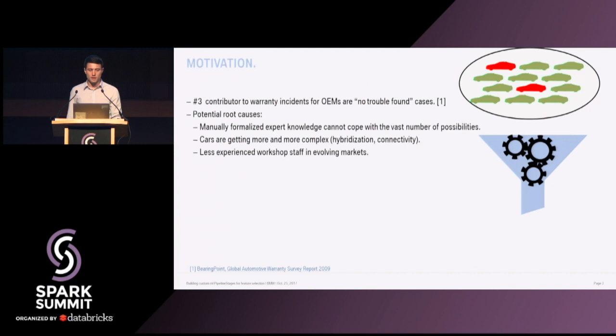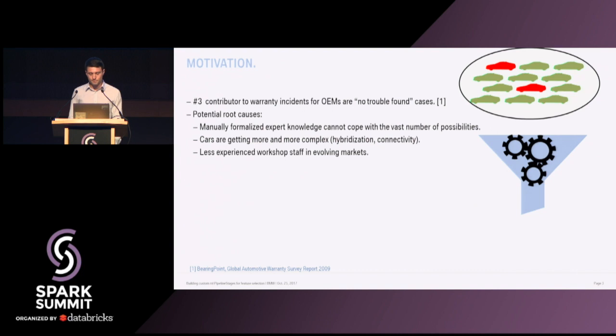First of all, the tools that we use today for finding steps for doing diagnostics on cars, and the diagnostics itself, are quite manual, and that manual approach can just not handle the vast number of possibilities that are present in a car anymore, if ever. Besides that, cars are getting more and more complex due to hybridization, where we have several engines in one car, and the connectivity between the sensors in the car and the whole electrical parts. And then on the market side, we have evolving markets where there might be less experienced workshop staff, which cannot handle the manual tools that they use today.